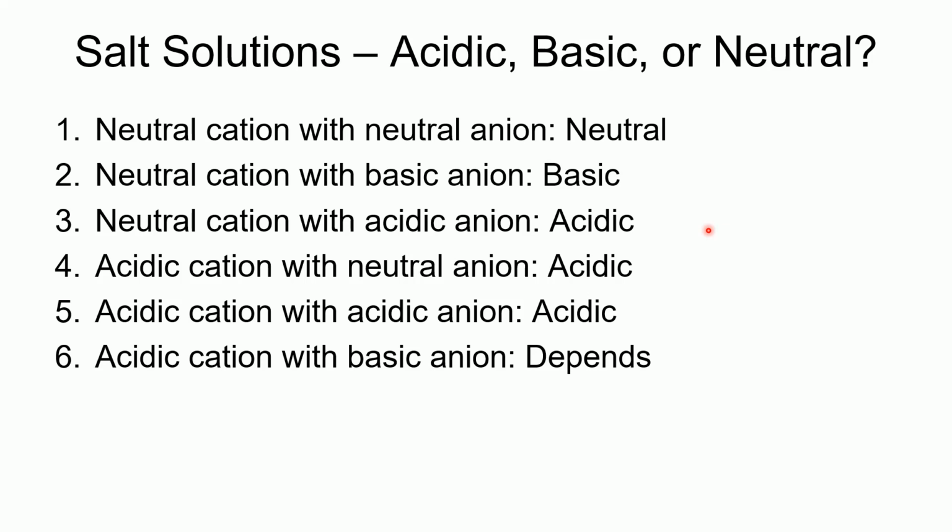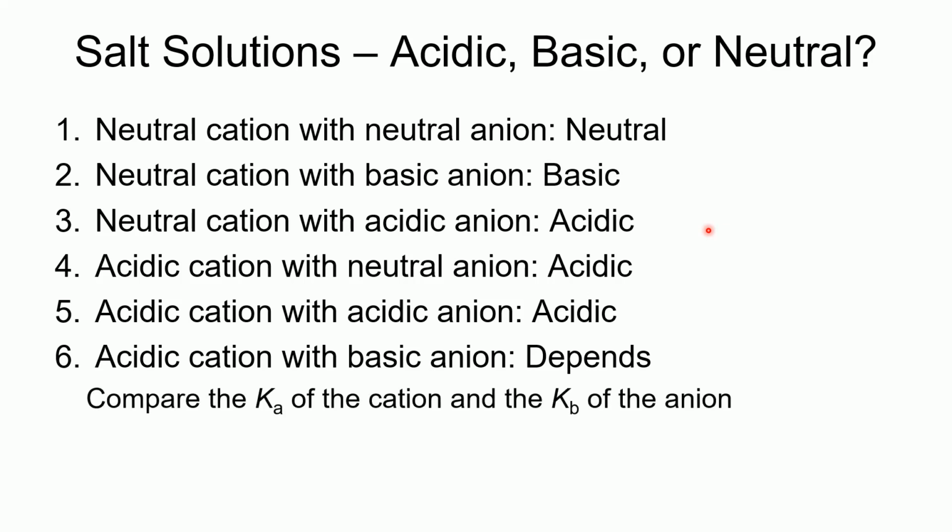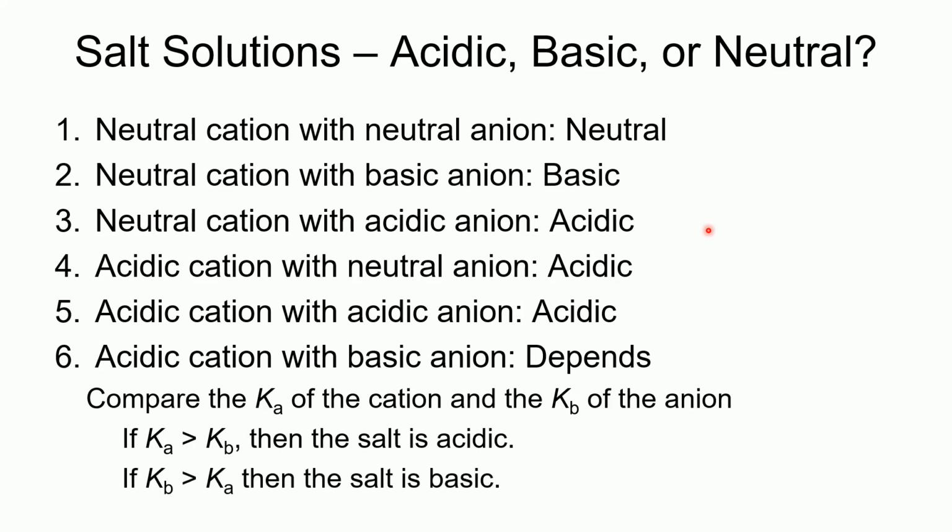What it will depend on is the Ka of the acid and the Kb of the base. We're going to compare the Ka of the cation and the Kb of the anion. If the Ka is greater than Kb, then the salt will be acidic. If the Kb is greater than the Ka, then the salt is basic.